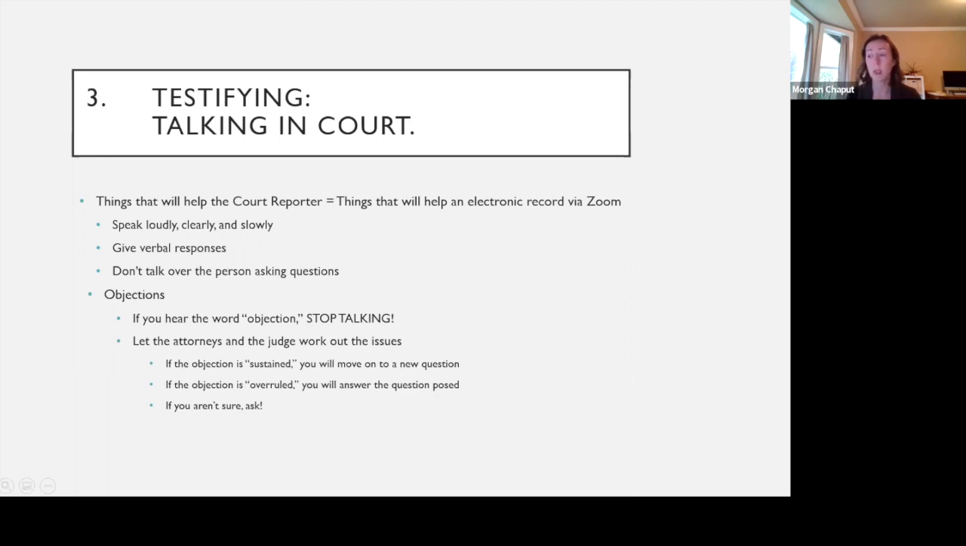Number one is speak loudly, clearly, and slowly. It's not like normal conversation pace. In normal conversation, there are a lot of speed changes back and forth. This needs to be a lot more formal. You just need to make sure that you are being articulate and speaking slowly enough that everything you're saying gets picked up.